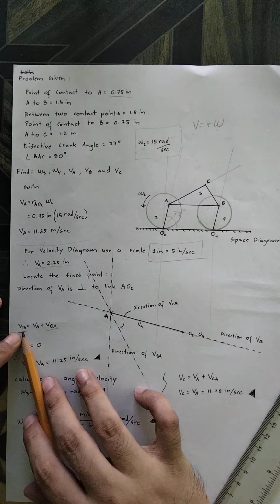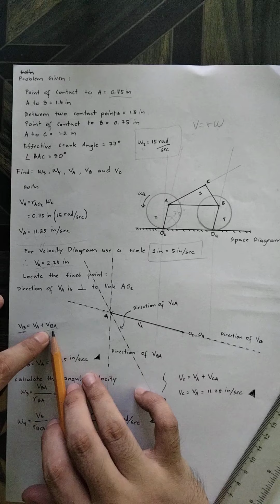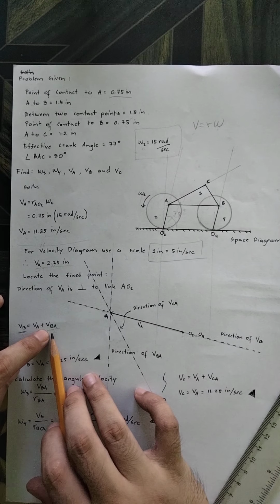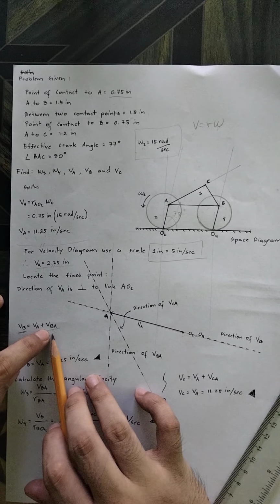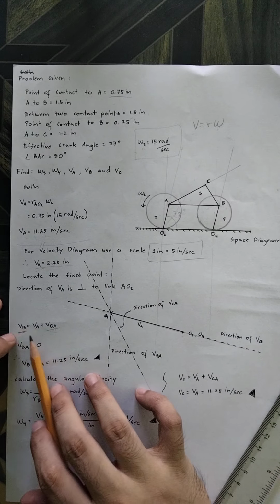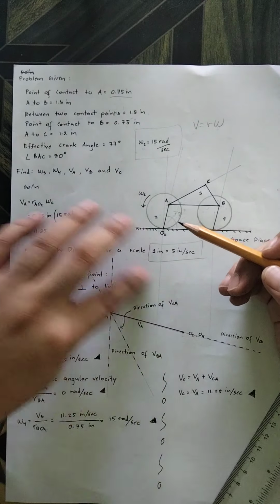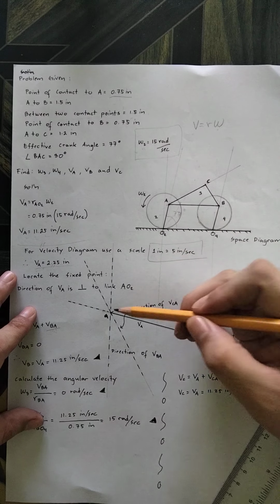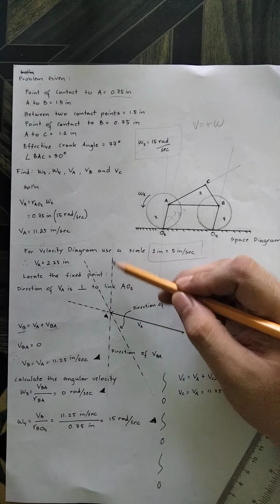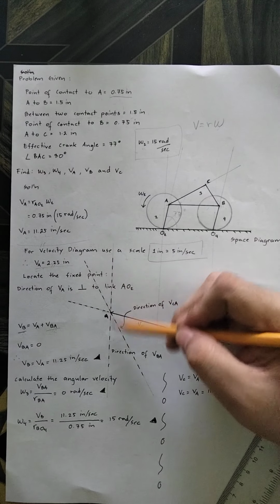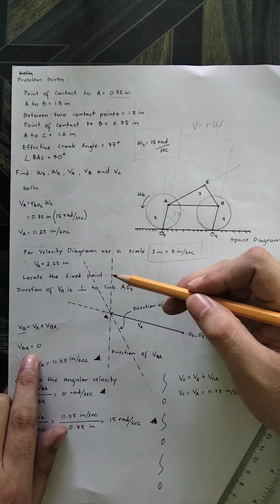Okay, the intersection between the line of VBA and the direction of VB. The location of point B is the intersection of line VBA and line VB. Okay, now by looking at this figure, this is now the velocity diagram. The point of intersection is here, but we cannot measure the velocity VBA. So therefore, by simply looking at this, it is at infinity. So therefore, VBA is 0.